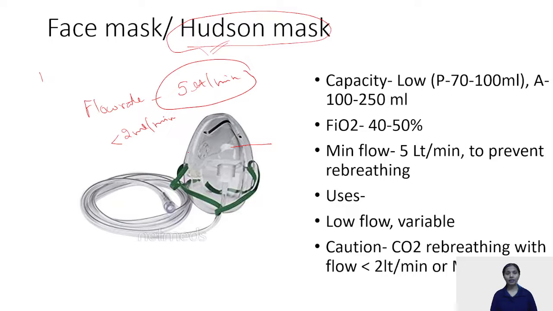The Hudson mask has this part of the mask, then the tubing. These are the straps or harness for stability. And sometimes we have a metal ring also like this, which pinches the mask onto the nose. This is your Hudson mask. It has a capacity, as I've already told you, and it is low flow, variable.